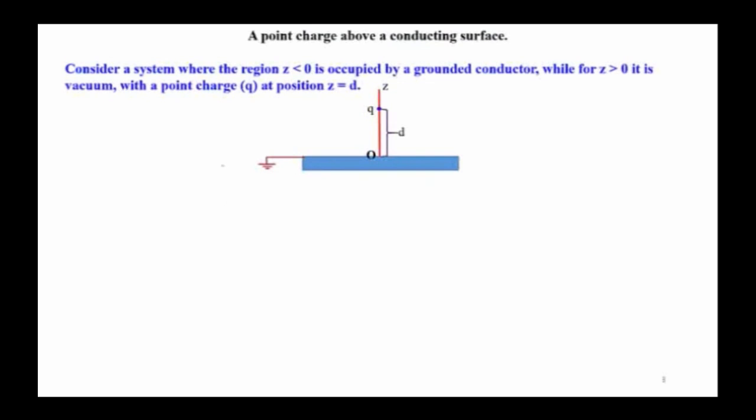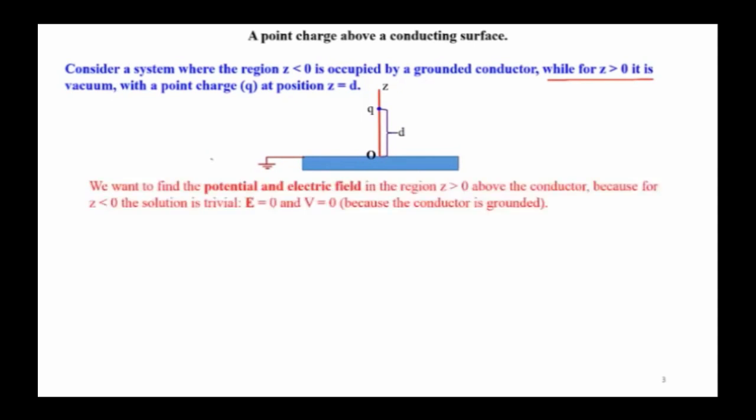So here's the problem. You have a system where the region below z equals 0 is occupied by a grounded plane, while for z greater than 0 it's vacuum except for a point charge a distance d away from the plane. We ground it in order to have zero potential for the conductor. So here's our charge along the z-axis, and the origin is right here. We're going to use an image charge to find this potential and electric field. The solution below is trivial because E equals 0 in the conductor and V equals 0, and the reason it's 0 is because we've grounded it.